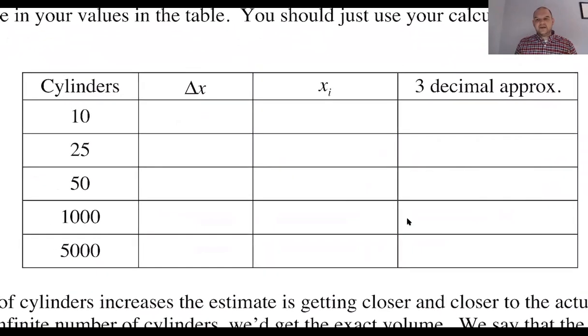So delta x is going to be b minus a. I'm just going to use black here. So b is 4 and a is 0, so this will be 4 over 10. And we could just do all these: 4 over 25, 4 over 50, 4 over 1000, 4 over 5000. So it's always the distance along the x-axis, which is why the numerator is always 4 for this particular problem.